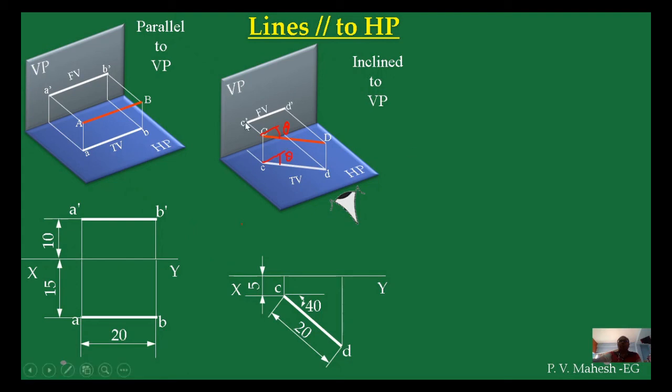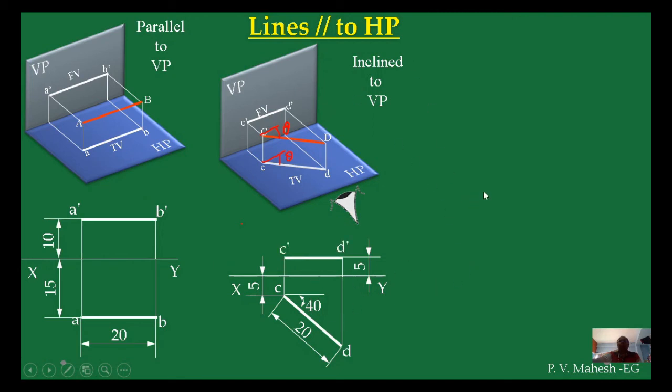Now for drawing that, I have to find the distance of C or D from HP. So I am taking 5 mm above HP, and since the distance of C and the distance of D from HP are equal, I will draw a horizontal line. With this, my front view is completed.